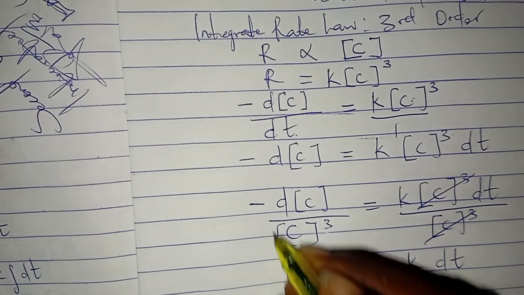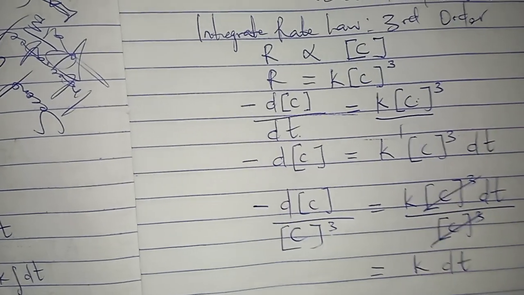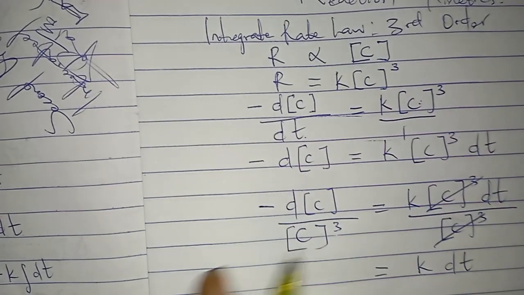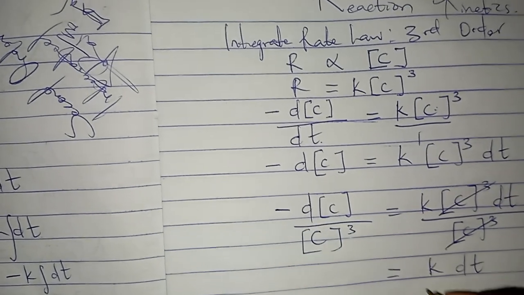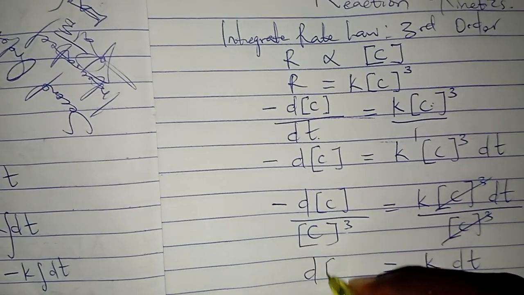Is equal to this negative sign. I want it to cross the equality sign. You can say divide both sides by minus, and whatever we do, this one will get out. So move here, so I have dC.